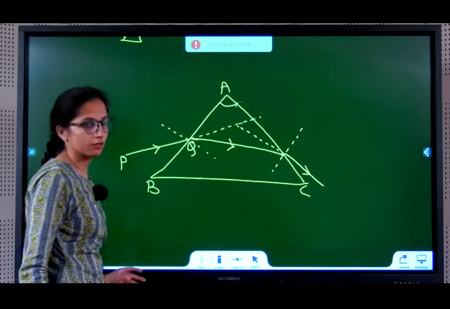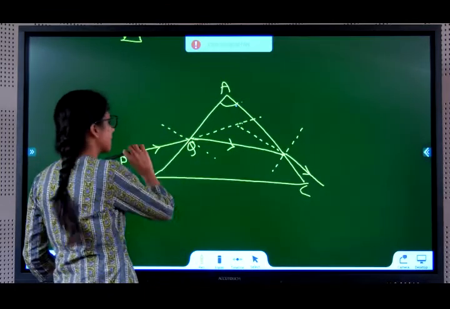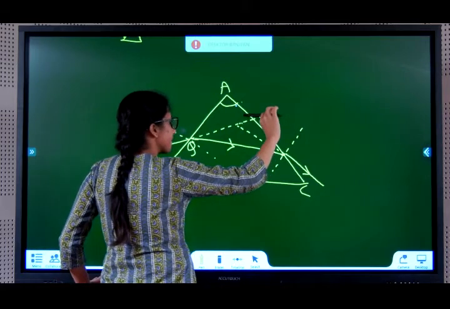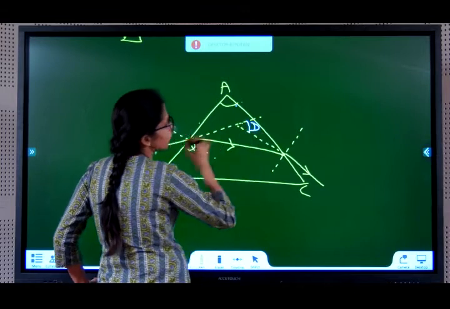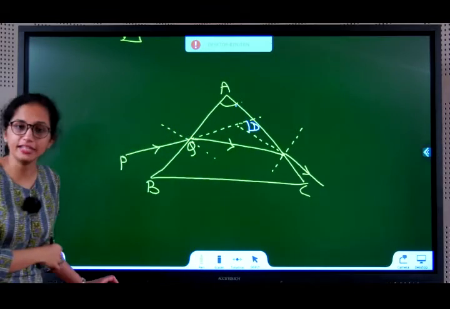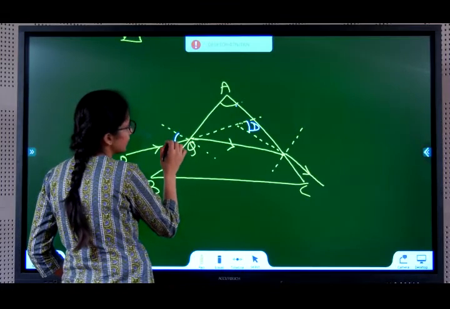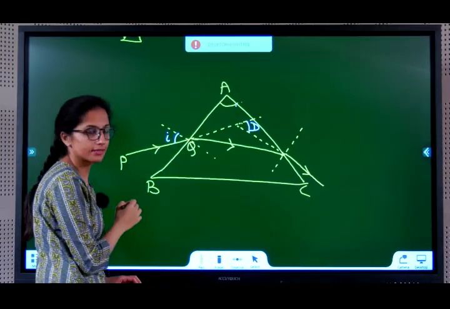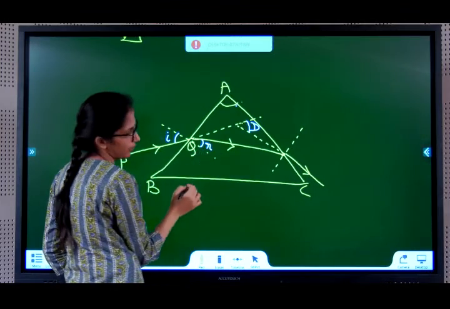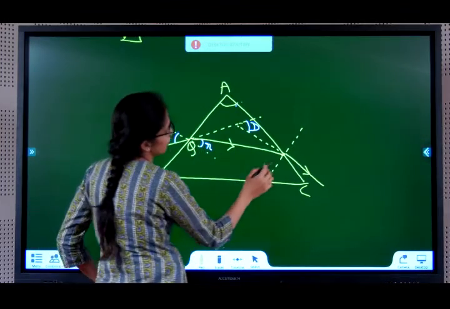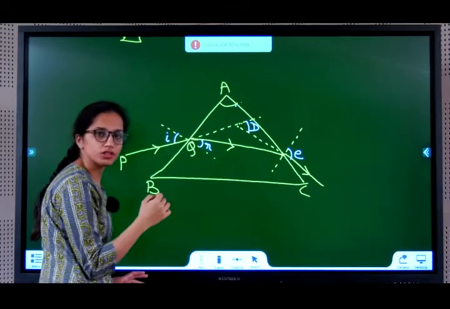For a person who does not know physics, if someone is standing here and someone standing here, they'll feel this ray has gone here, bent so much and come. So this angle is known as the angle of deviation. The angle between the incident ray and the normal is the angle of incidence. The angle between the refracted ray and the normal is the angle of refraction. Here the angle between the emergent ray and the normal is the angle of emergence.